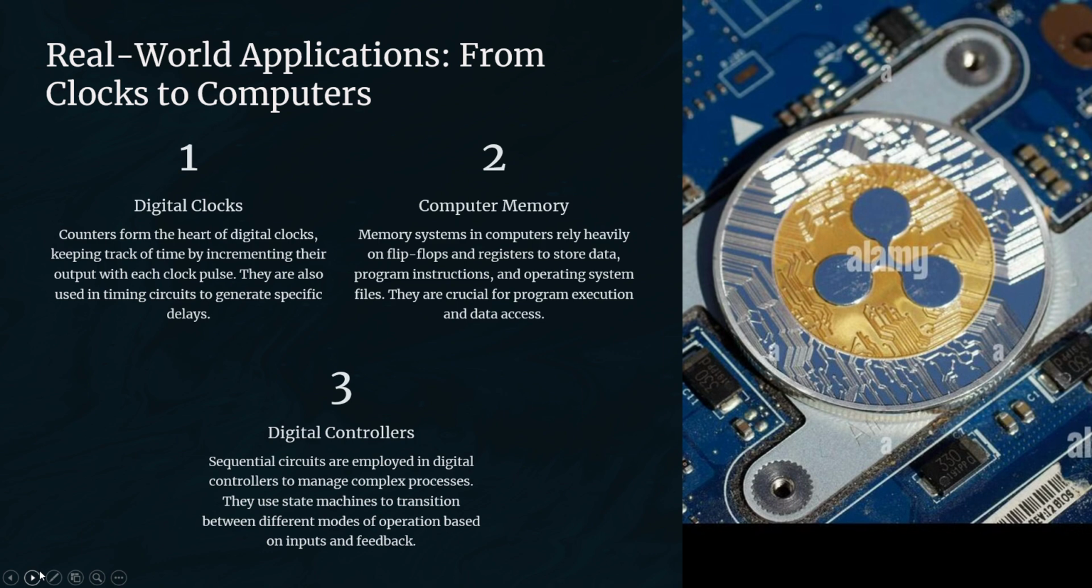Computer memory. Memory systems in computers rely heavily on flip-flops and registers to store data, program instructions, and operating system files. They are crucial for program execution and data access. Digital controllers. Sequential circuits are employed in digital controllers to manage complex processes. They use state machines to transition between different modes of operation based on input and feedback.